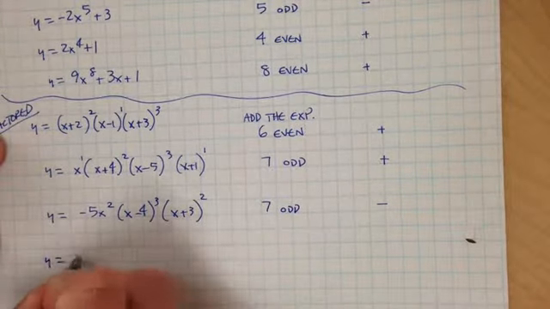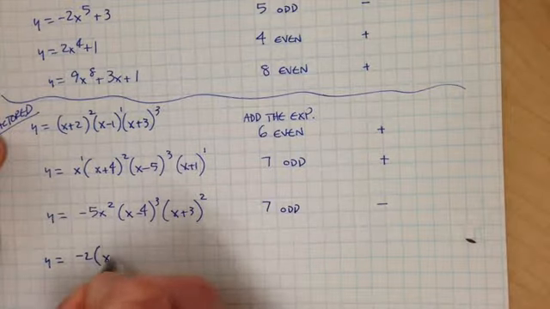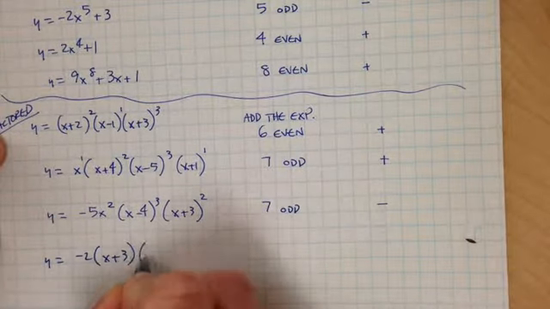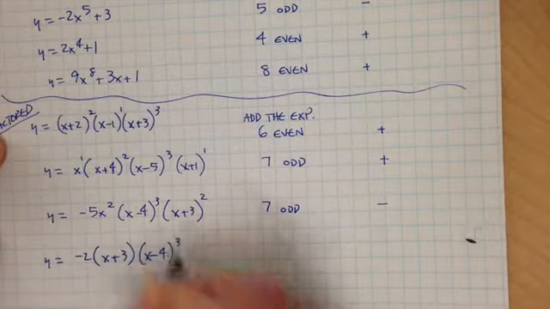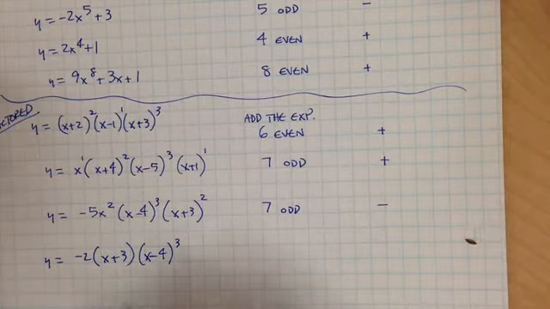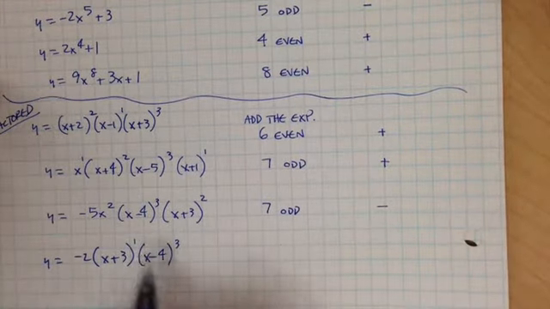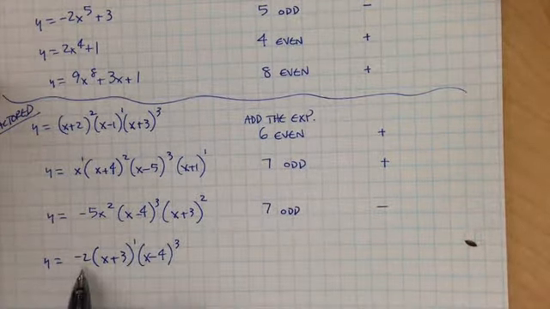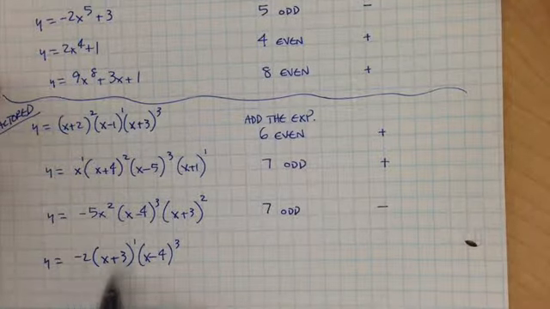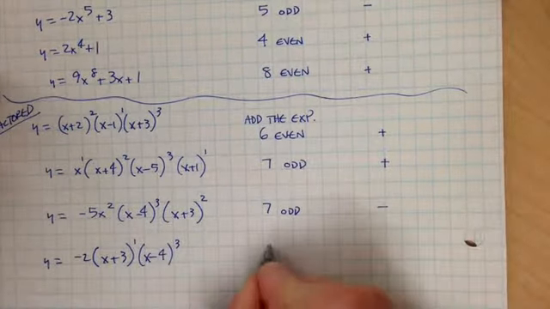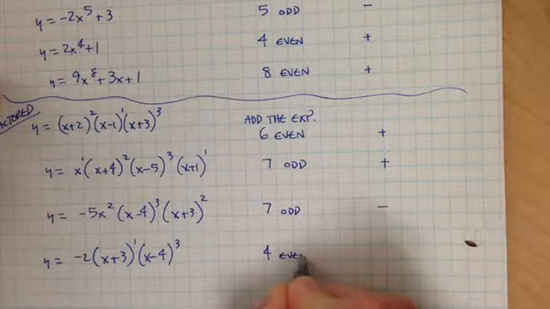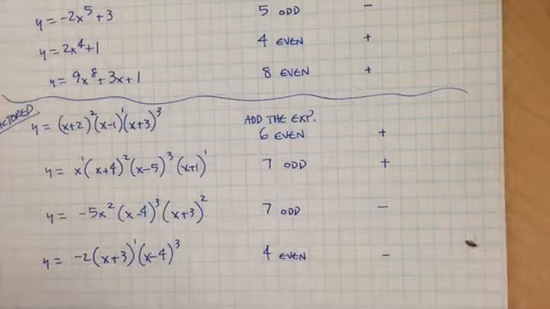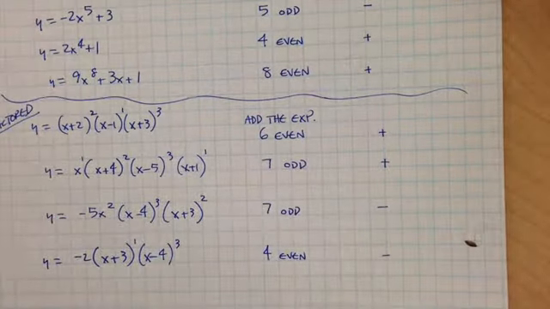Y equals negative 2, x plus 3, x minus 4 cubed. So adding up all my exponents here, I get 3, 4, and there is no x right there, so we're not going to be counting that as an exponent. So 3, 4, 4 is even. And that would be negative, so negative and even.